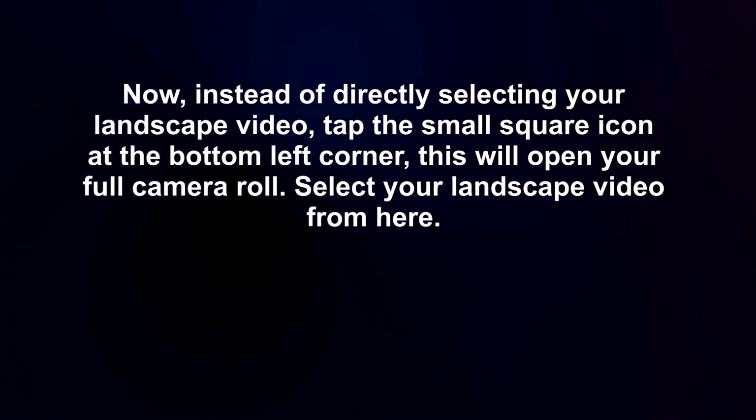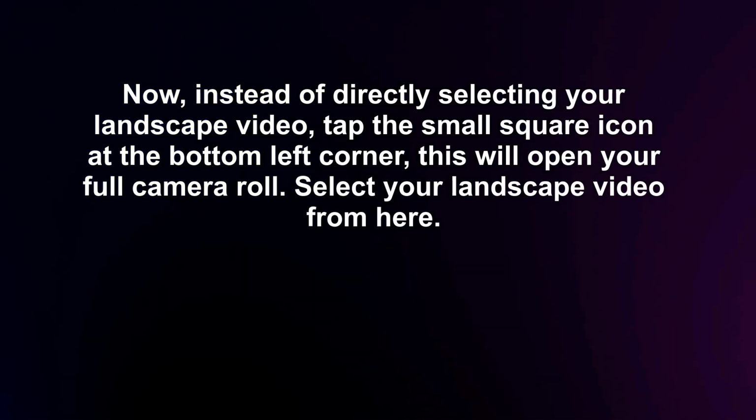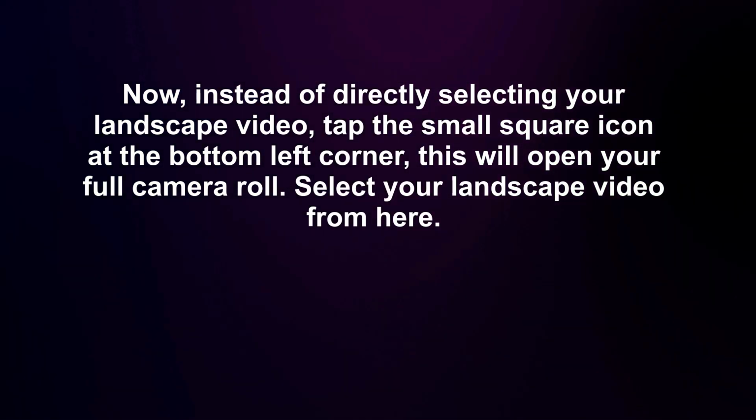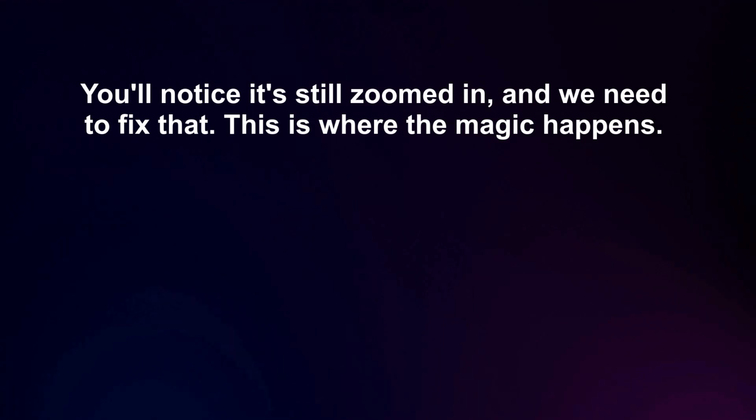Now, instead of directly selecting your landscape video, tap the small square icon at the bottom left corner. This will open your full camera roll. Select your landscape video from here. You'll notice it's still zoomed in, and we need to fix that.